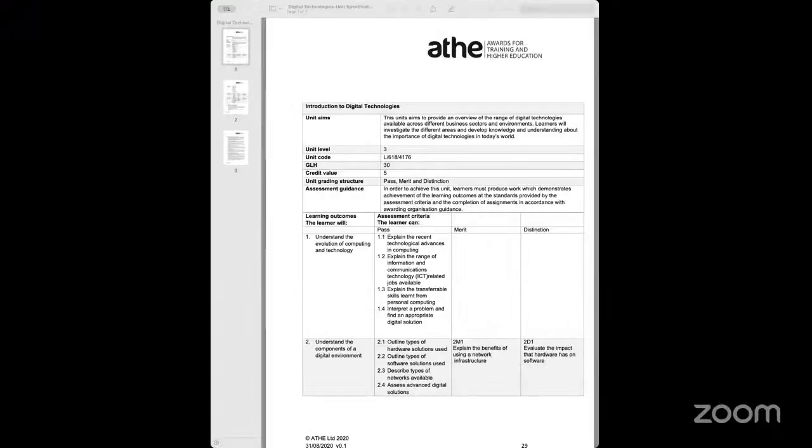On the unit is what I will do today. Along with that, we'll cover the first learning outcome. And once this is done, you have a schedule.